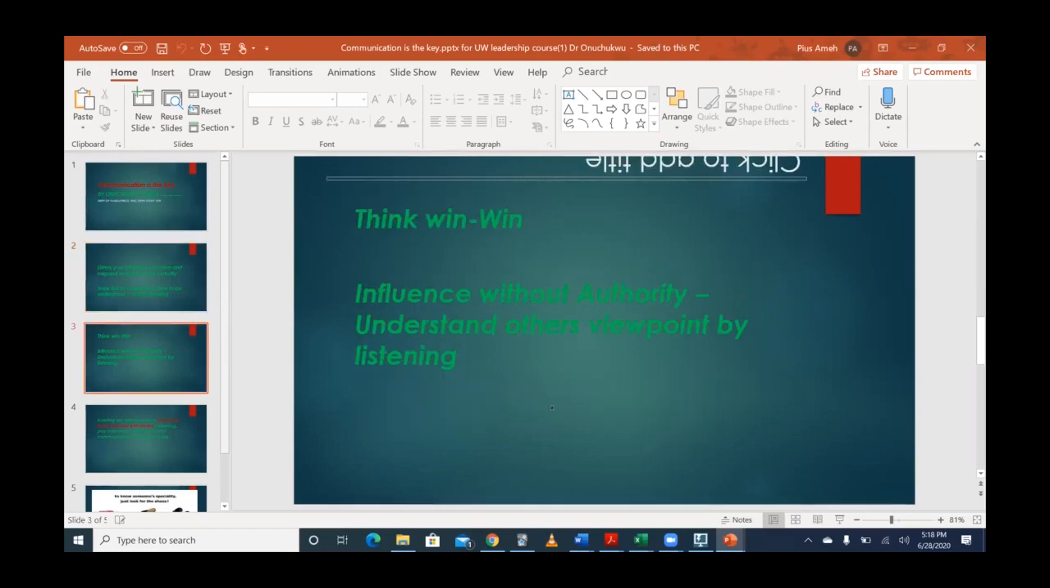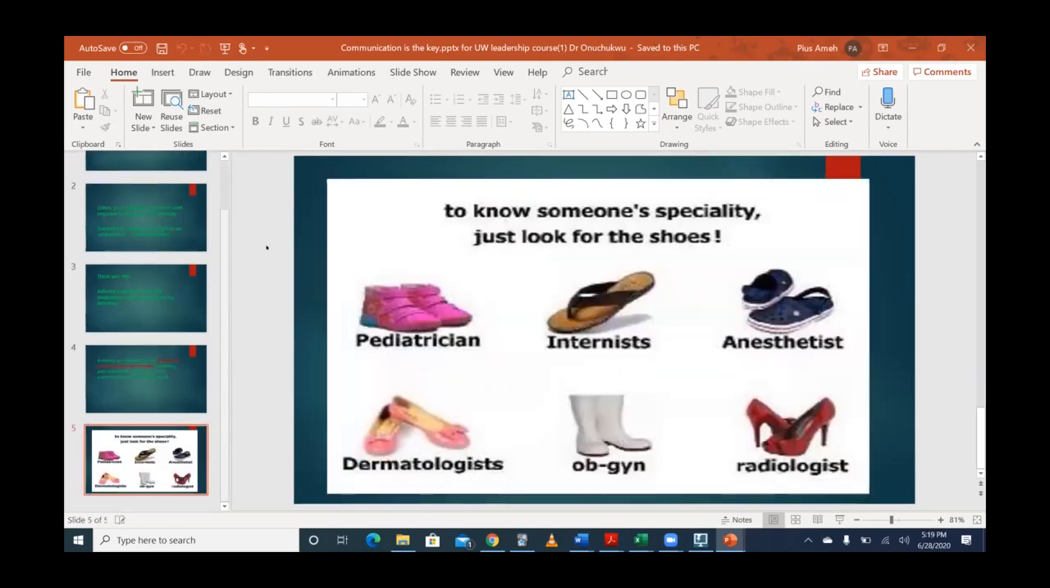So he was giving some key concepts on communication, even influence without authority, which is another form of communication. He also emphasized building your reserves in emotional bank accounts, listening, and paying attention to details. And then, of course, he used this as an example. To know someone's specialty, just look for the shoes. So looking at different forms of fashion wear is another kind of communication.